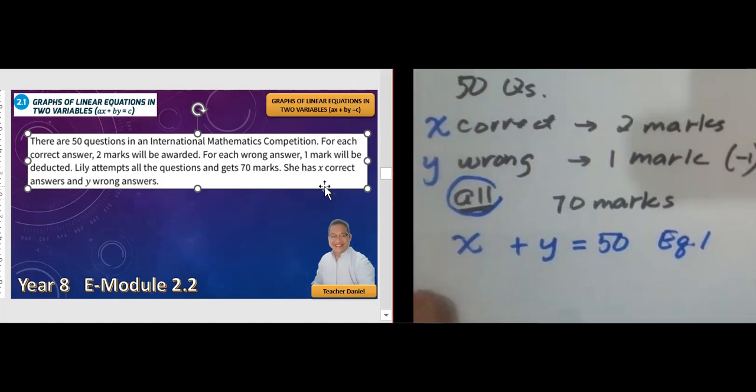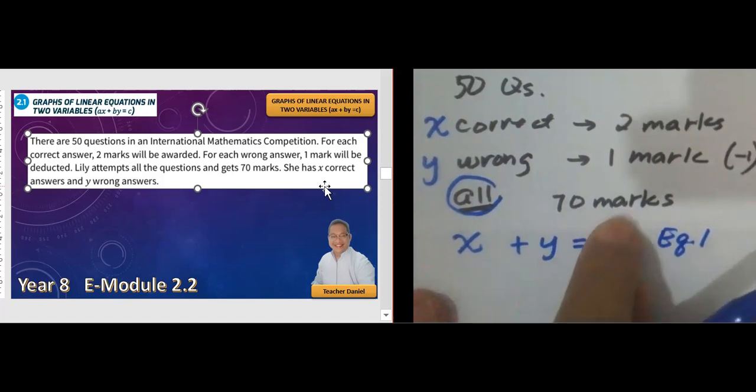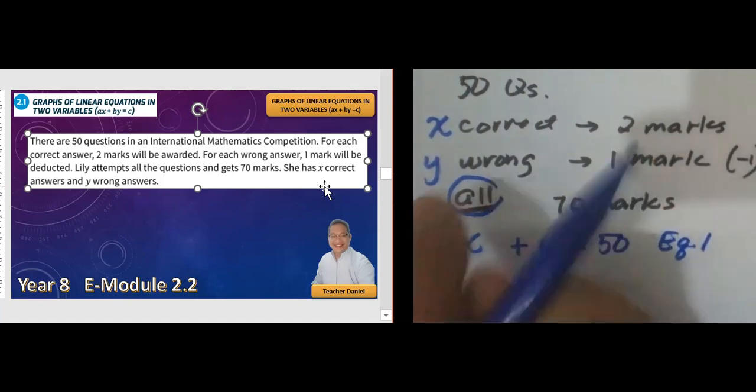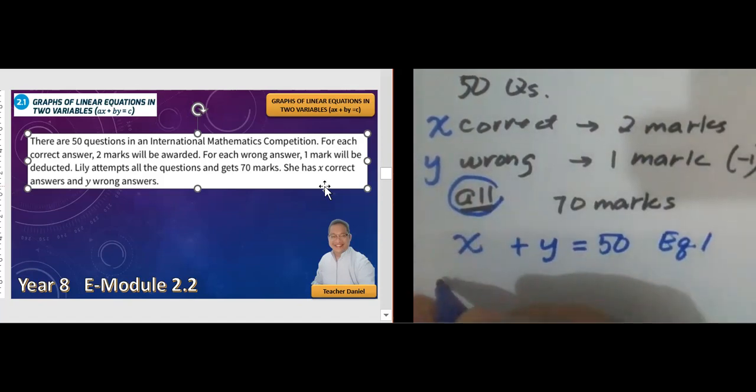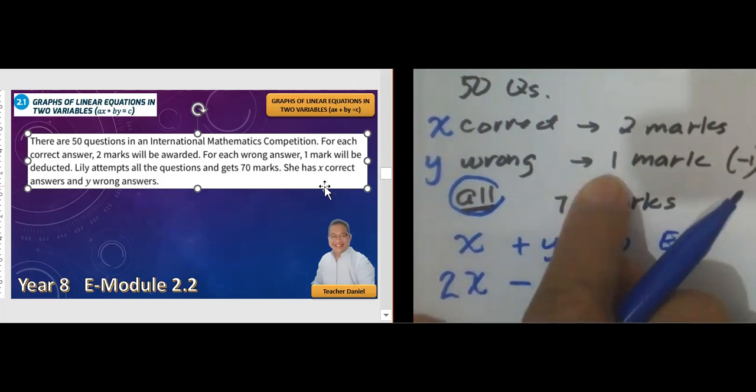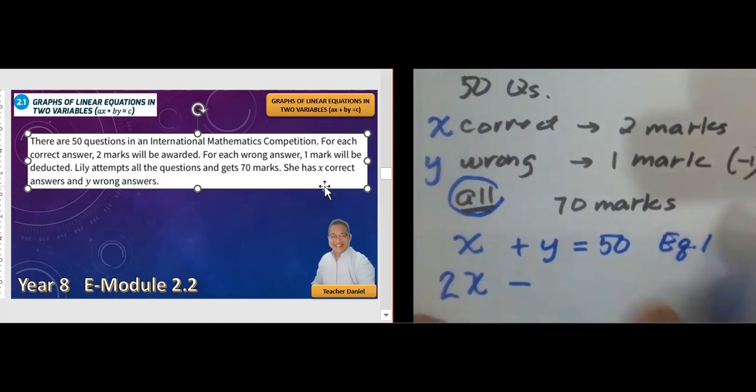Now, it says she got 70 marks. For every correct answer she got 2 marks, so the points she got for the correct ones is 2 times x, where x is the total number of correct answers. The points for answering correctly is 2x minus the marks for the mistakes. Since it is 1 mark each, that's 1y, and that's equal to 70. So this is equation number 2.